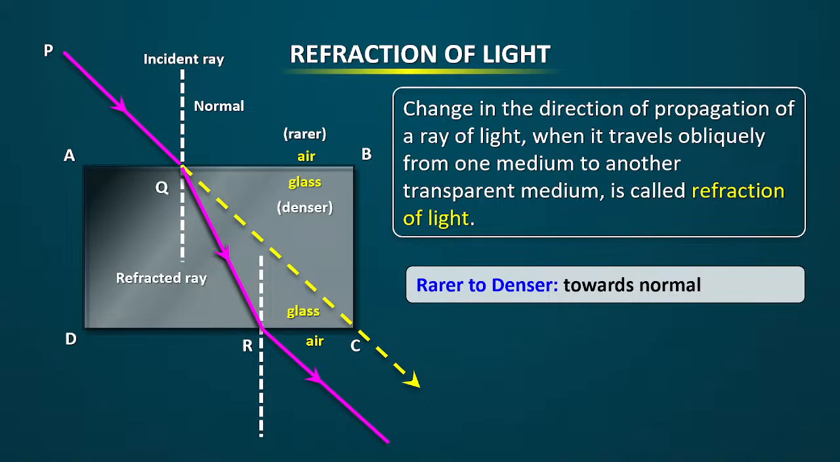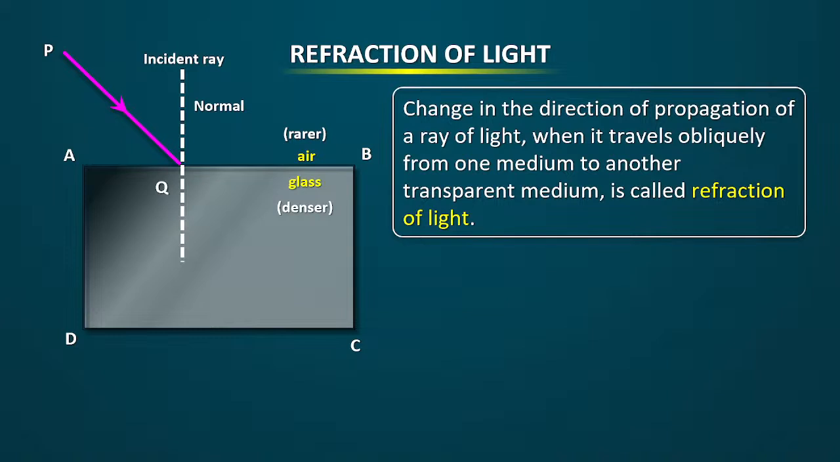Understood? So look at the shift. Where is PQ and where is this line here? So what happens? Let us try to understand this in detail. I imagine, I assume that light should go straight, but it did not go straight. It bent towards the normal.